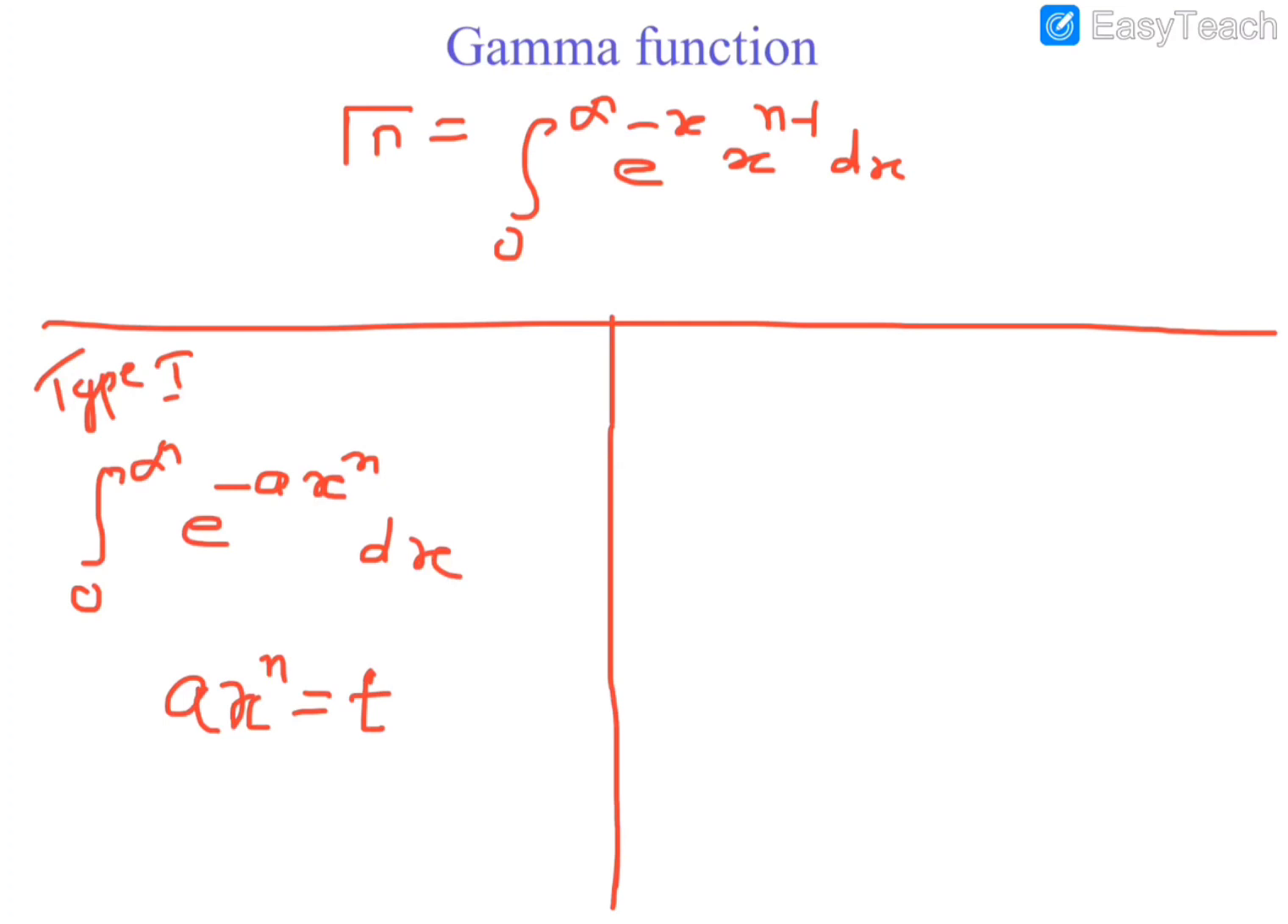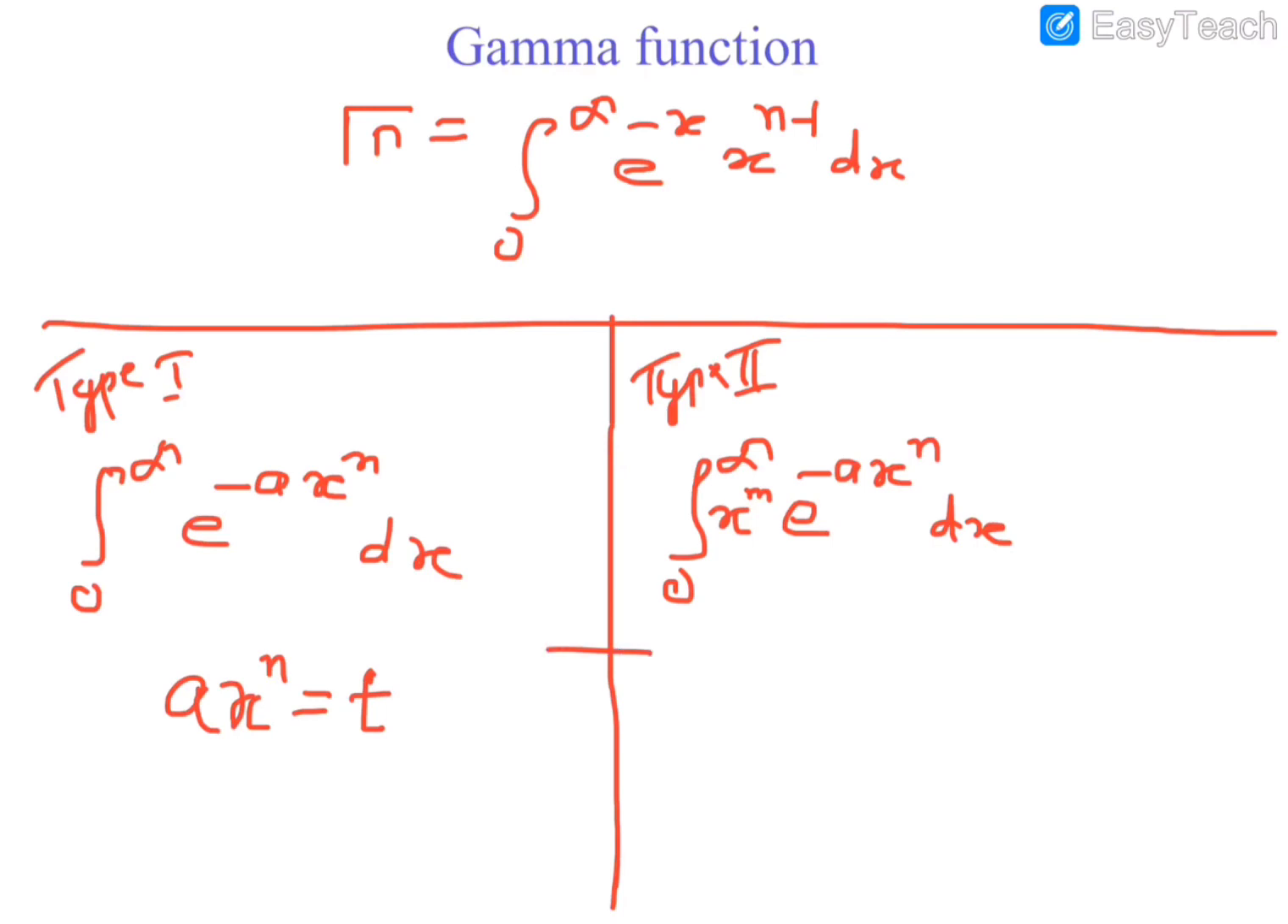Now in type 2, the questions may come of this type: the integral from 0 to infinity of e raised to the power minus a x raised to the power n, into x raised to the power m dx. Even if this type of question comes, in both types the similarity is the method of substitution. The substitution here will be the same, that is a into x raised to the power n will be equal to t.